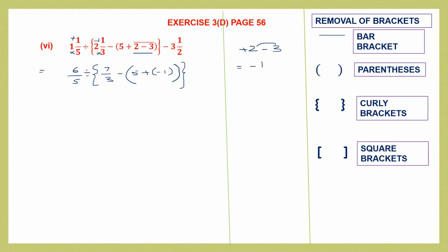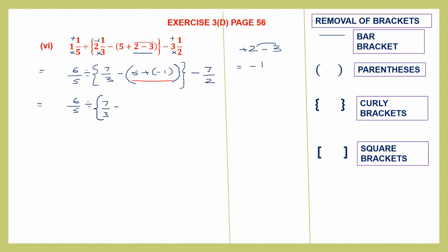And after that, whatever we have, let's write it down. Let's convert. 2 3s are 6 plus 1 is 7. So that is 7 by 2. So now that we have finished with the bar bracket, we have to go on to the next one, which is parenthesis. So we have to open this. So when we open this, we're going to work out what is inside the parenthesis. So we're going to work out this. So let's write everything else as it is. So here we have 6 by 5 divided by, and then we have the curly bracket, 7 by 3 minus.